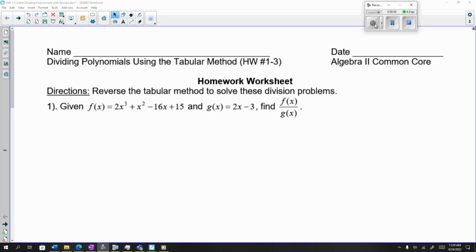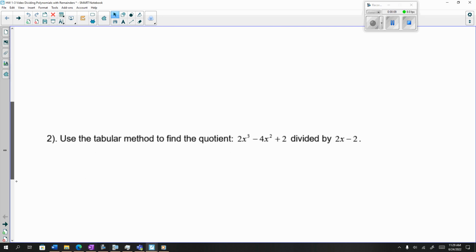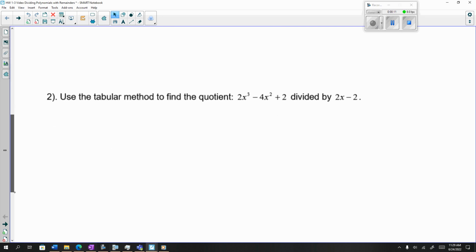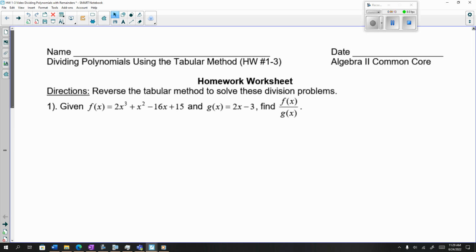All right, this is the homework 1-3 video. So if you go to homework 1-3, you're going to see a couple examples. You're going to do the tabular method with division. We learned this in class today. And you're going to go to number 3.